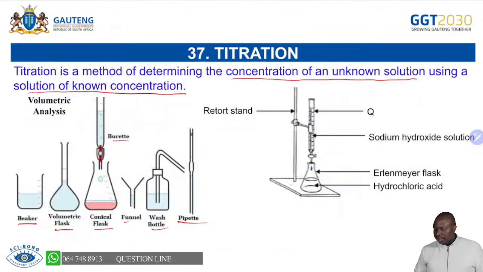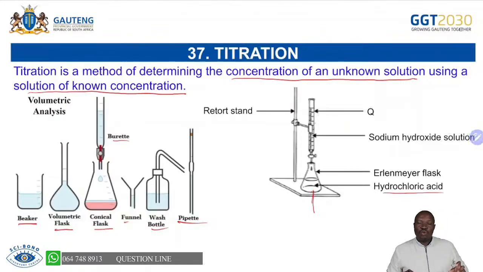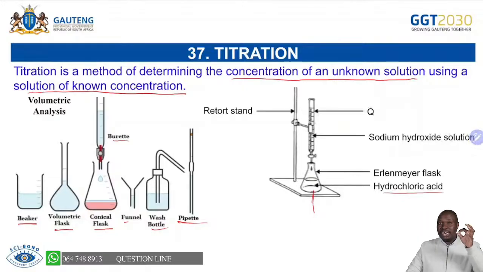And then you can see that in the conical flask, sometimes we refer to it as Erlenmeyer flask. So in our Erlenmeyer flask, we can have our acid. And then in the burette there, we can have our sodium hydroxide solution. Remember, we're saying one of the two, either the base or the acid, we know the concentration. Hence, we call that a standard solution.